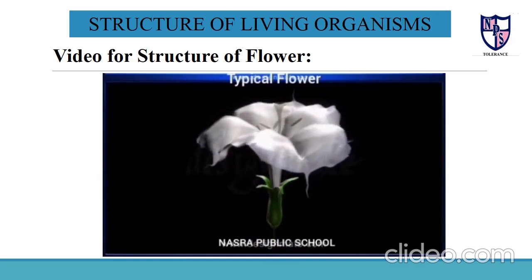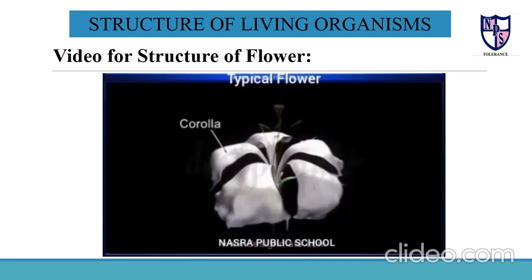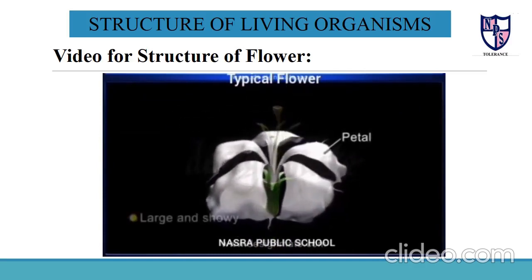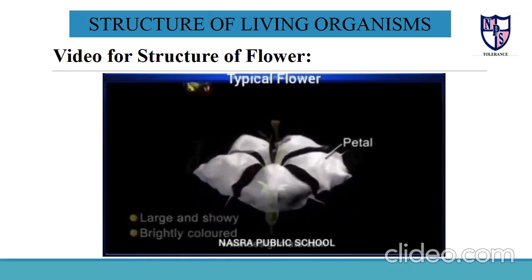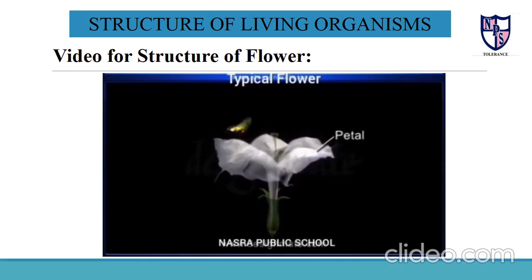Corolla is the second non-essential whorl. It is composed of petals that are large and showy. Petals are usually brightly colored and attract insects for pollination.